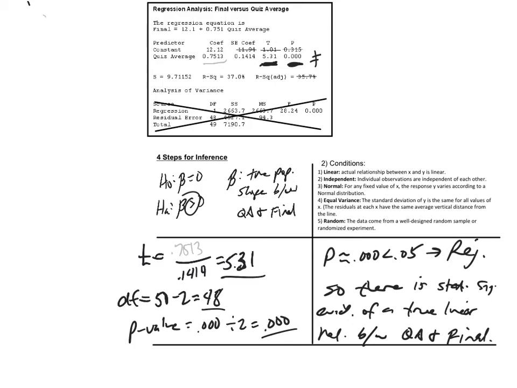Okay, so this again would be the question: is there evidence of a relationship between quiz average and final? And what we found here is that we have evidence of a positive relationship. In other words, we could get a bunch more quiz averages and a bunch more final exams. The slope is not getting back down to 0. We can see the slope was 0.75.